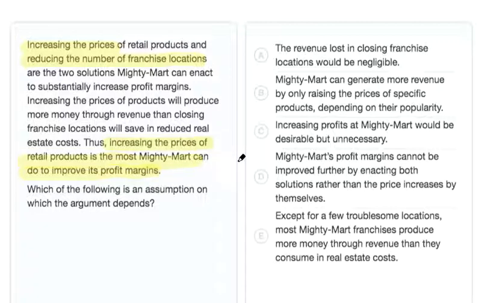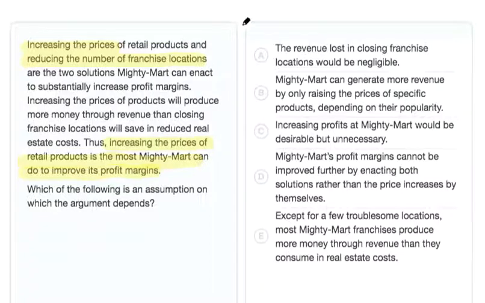Based on this argument, we can come up with a guess as to what the assumption might be. Because the argument is comparing the benefits of two options and choosing one option over the other, the argument assumes that for some reason the company cannot or should not choose both options.